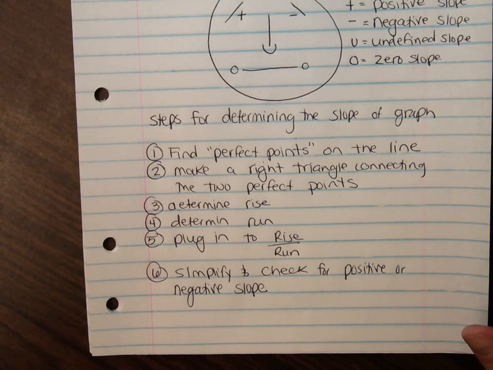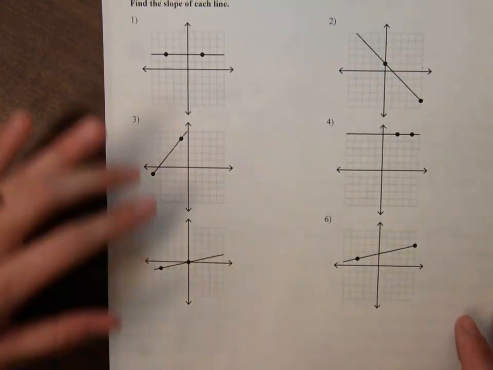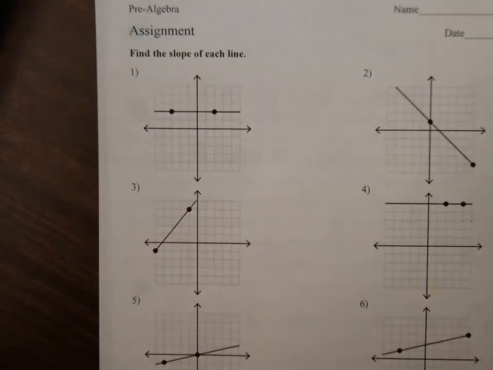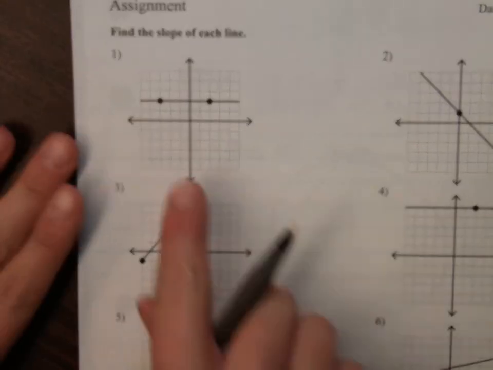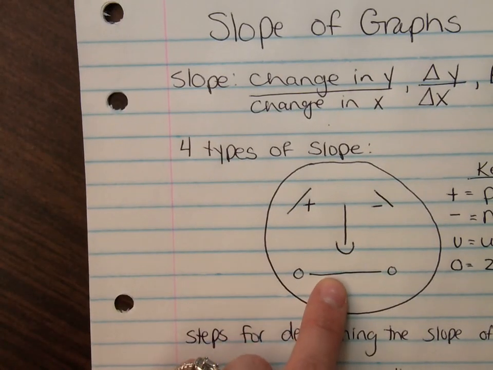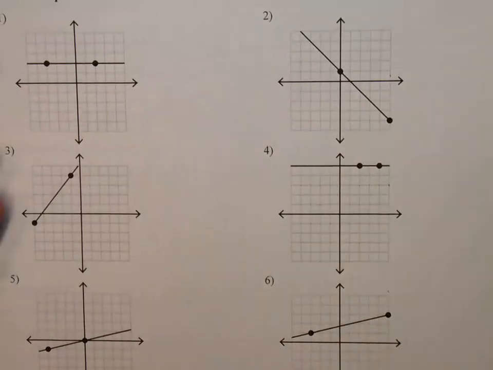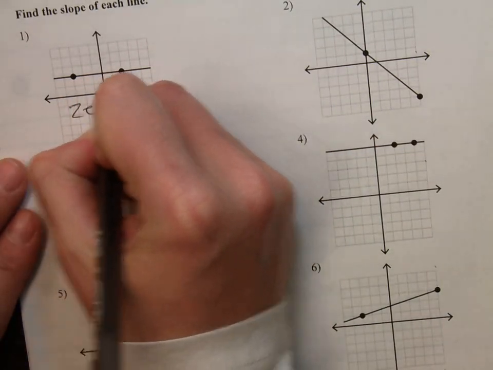We're going to take a look at a couple of examples to get some practice in. So these are the practice questions we're going to go over. If we look at number 1, it's a horizontal line. Okay? If we reference back to our SlopeMan, the horizontal line is the 0 slope. So this is a 0 slope.